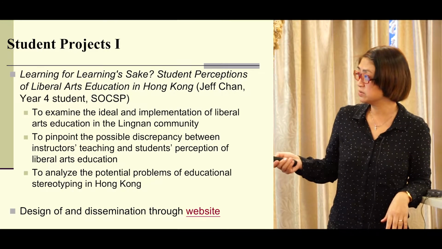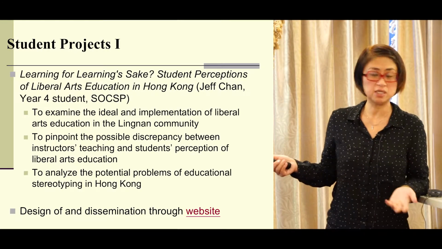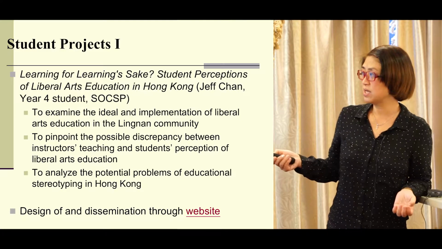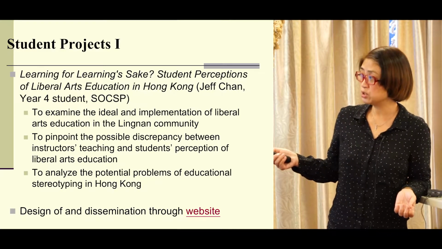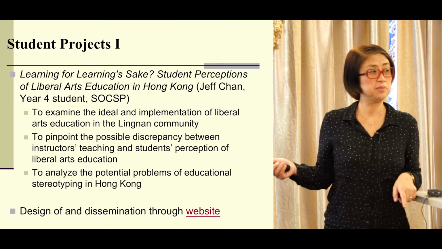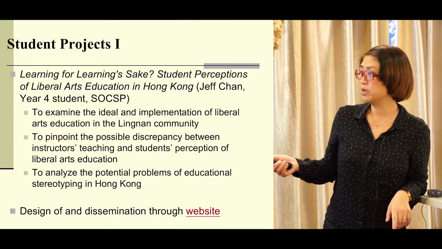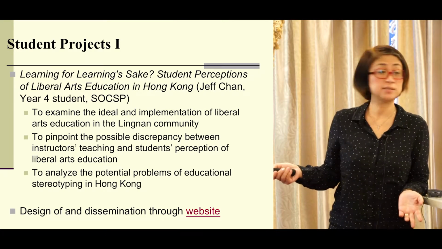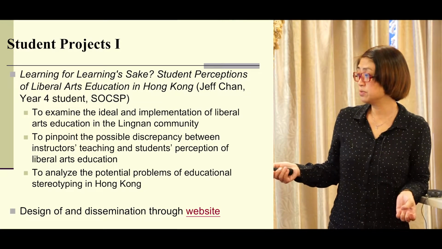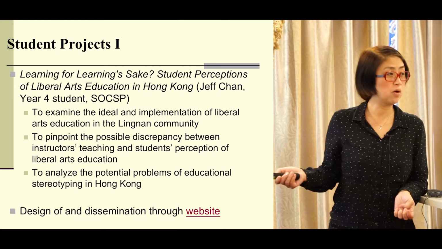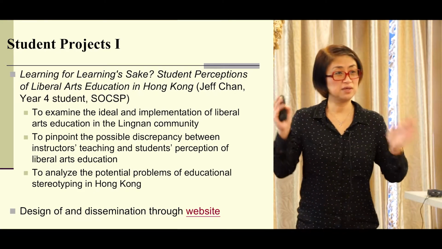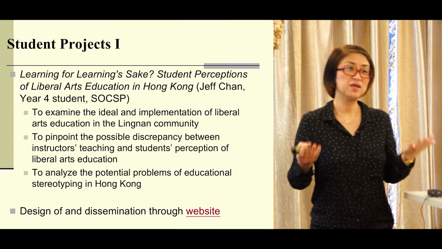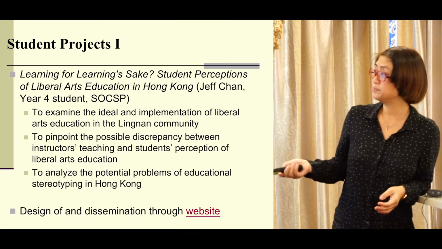These are some of the research questions or the aims that he tries to achieve. He wants to examine the ideal and actual implementation of liberal arts education in the Lingnan community. He wants to pinpoint possible discrepancies between teachers' and students' perceptions of what liberal arts education is, and to analyze potential problems of educational stereotyping in Hong Kong. I think it's very relevant to what the university wants to know, and also what a lot of teachers and students want to know as well.